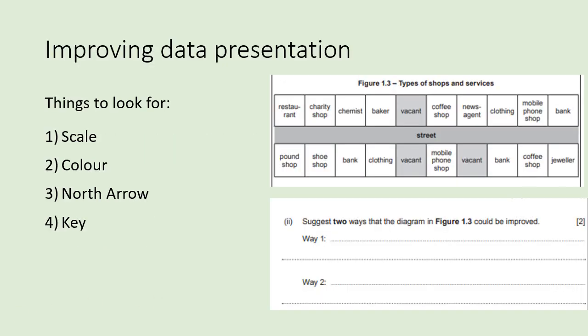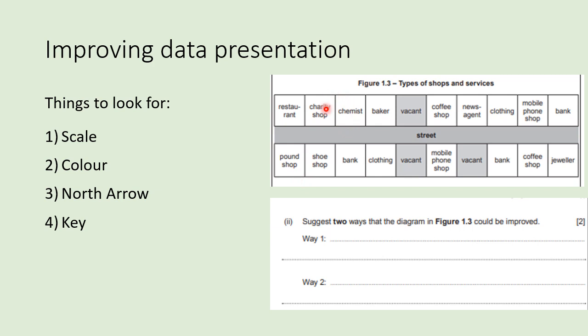Okay, moving on. Now there are going to be questions about data presentation and improving data presentation. And when there are, the things to look for, this isn't an exclusive list: scale. Has it got a scale bar on it? Is it drawn to scale? Could it be color coded?